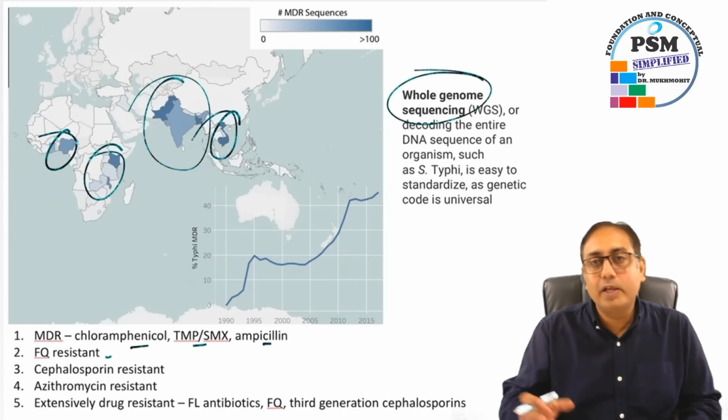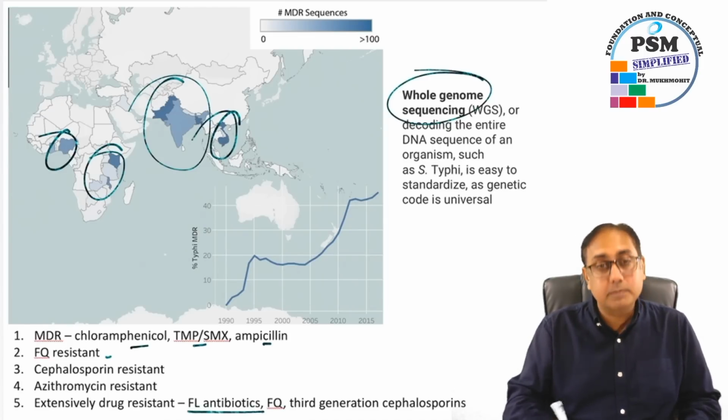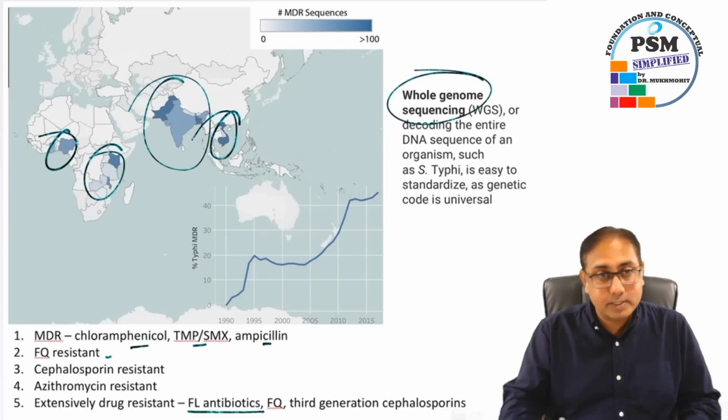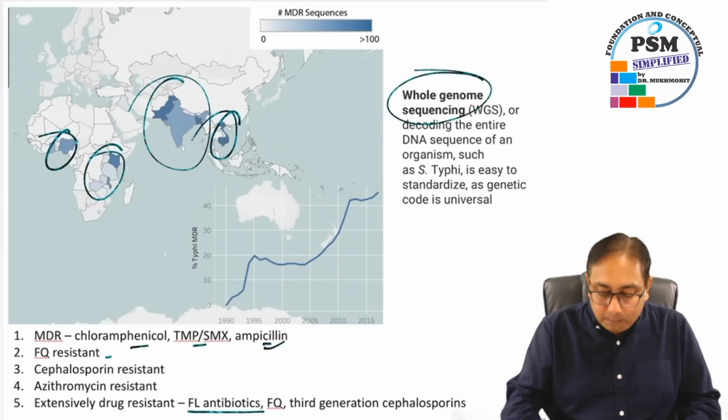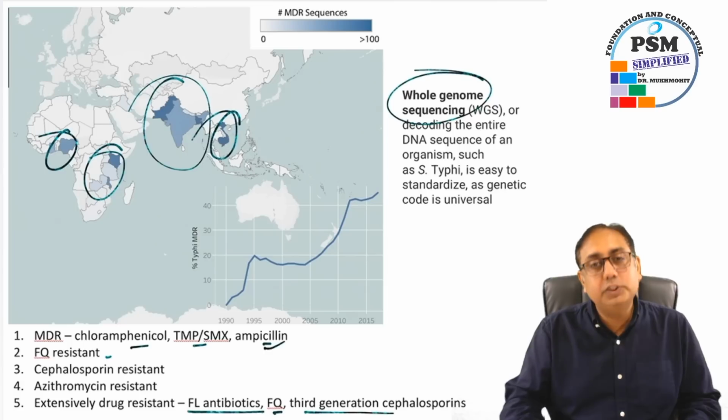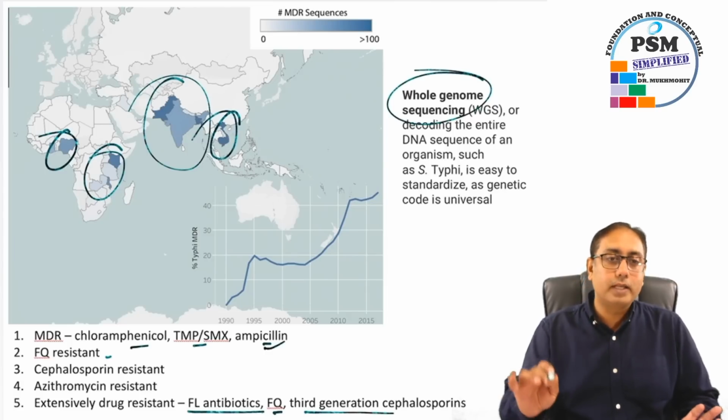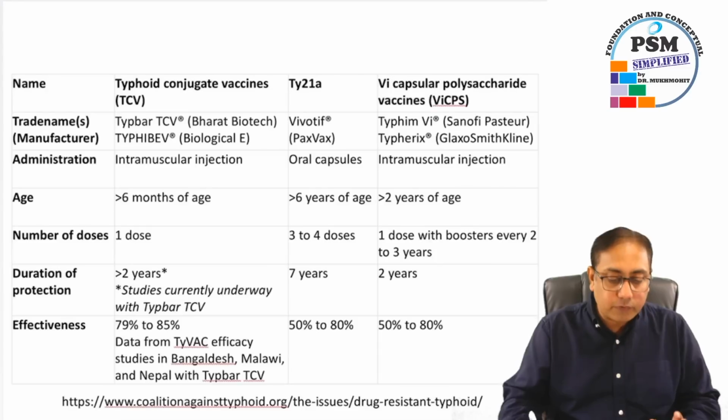So when do you classify a typhoid as XDR typhoid? XDR typhoid is when there is resistance to all the first line antibiotics, that is the MDR, plus fluoroquinolone, plus third generation cephalosporins. That is called XDR typhoid.